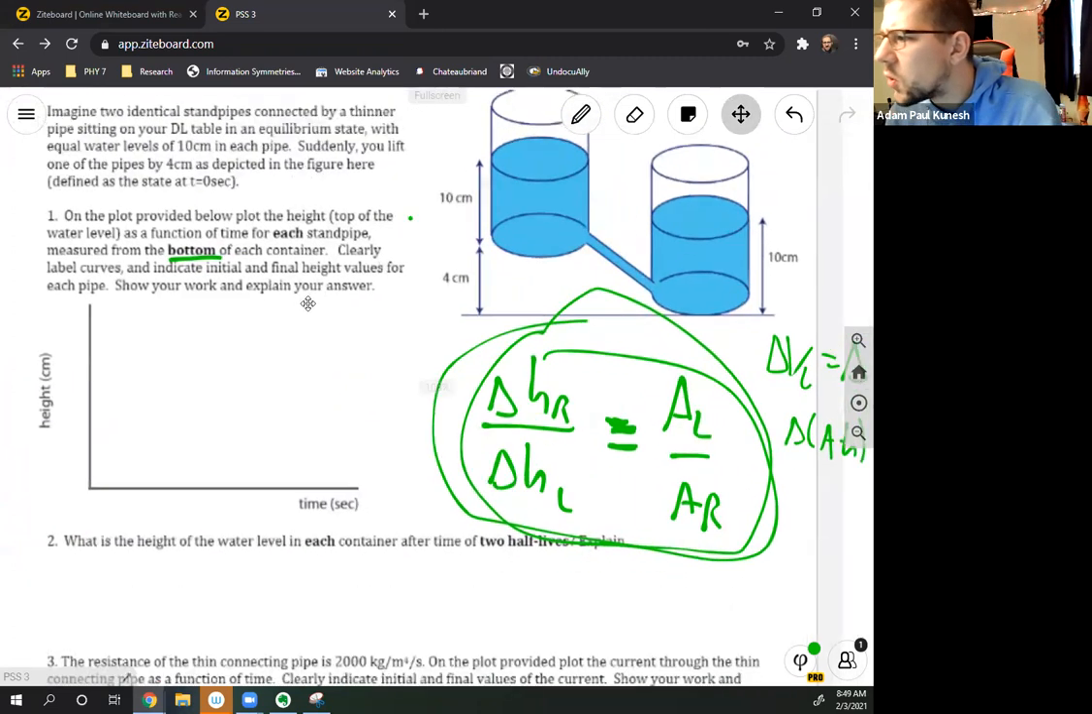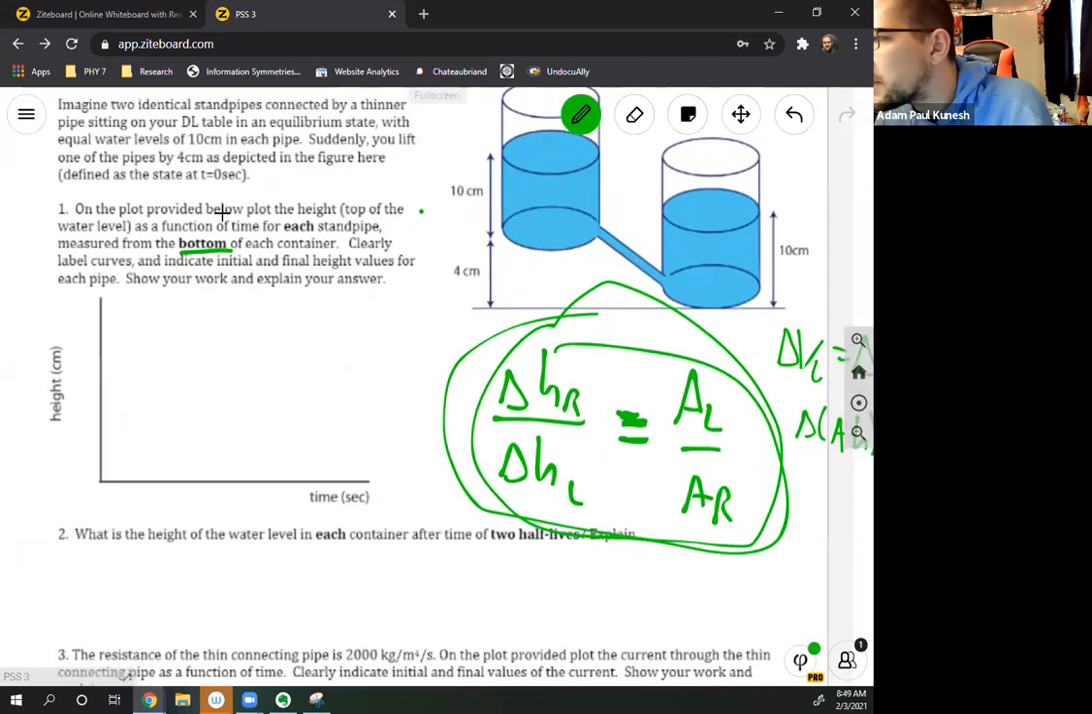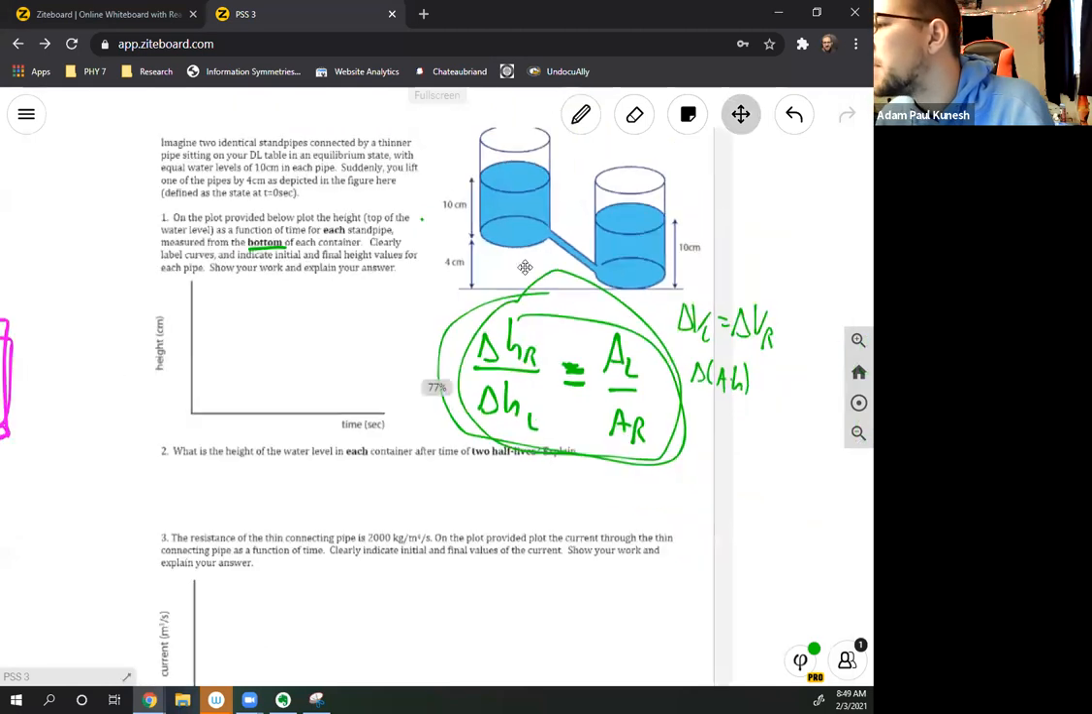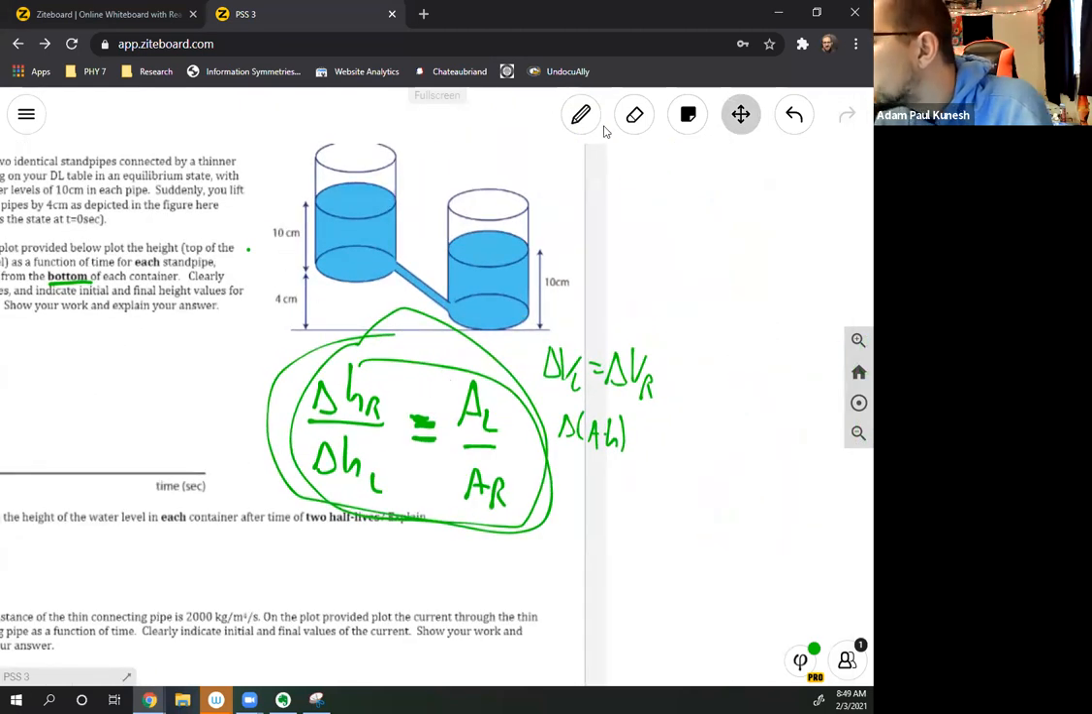Okay, so I'm interested in plotting the height as a function of time measured from the bottom of each container. I've increased the height of one by 4 centimeters. So in order for them to equilibrate, one's going to have to drop 2 centimeters and one's going to have to go up 2 centimeters. This way, water is level.